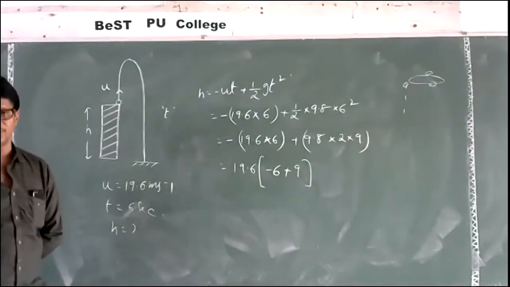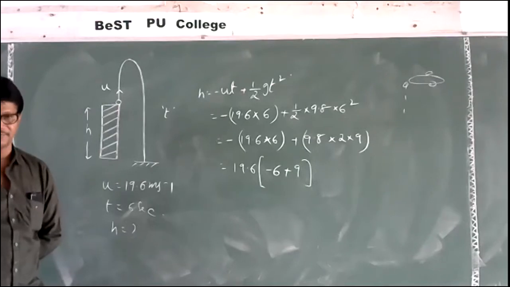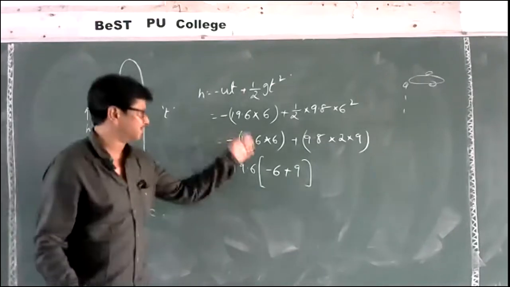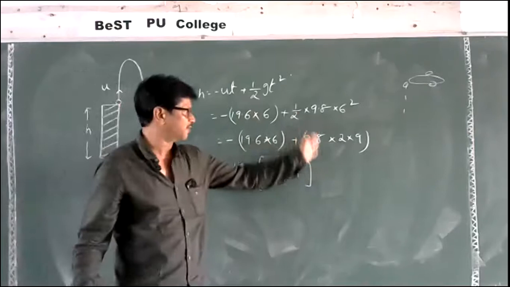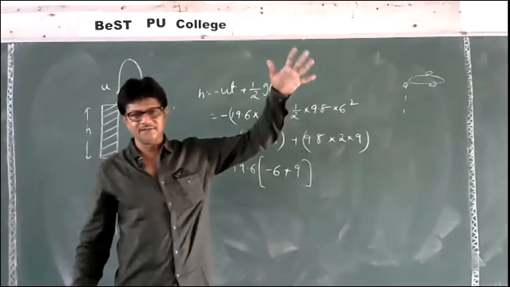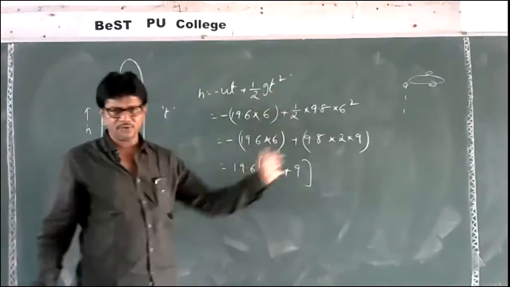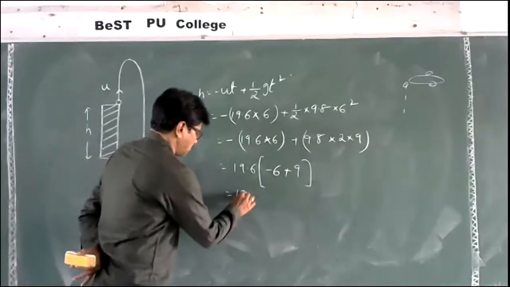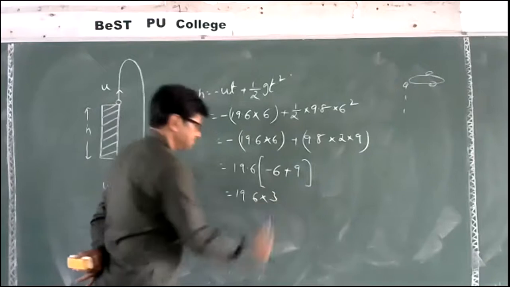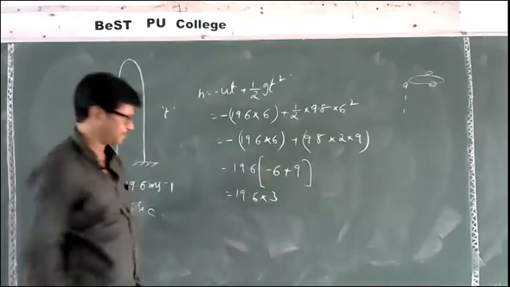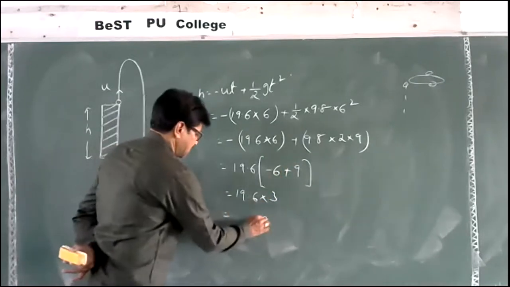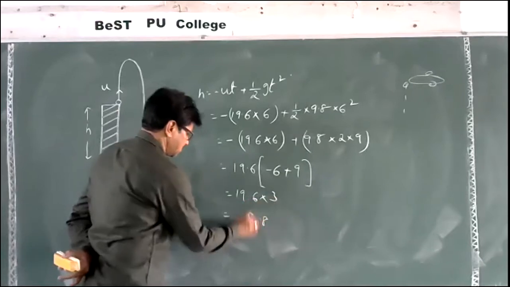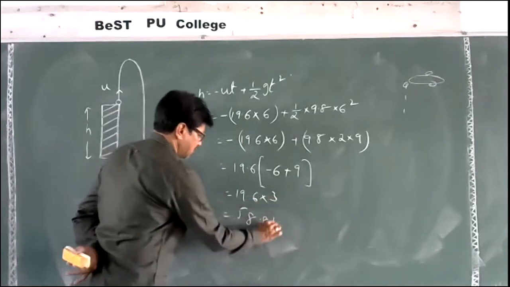Like that you have to simplify in the easiest way. Instead of multiplying 19.6 into 6, instead of multiplying 9.8 into 18, if you do like this, only one multiplication, that's all. So 19.6 into 3, minus 6 plus 9, 3. 6 3s are 18, 9 3s are 27, 28, 58.8 meter.